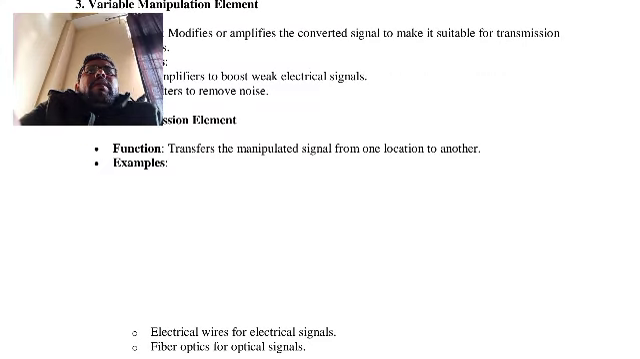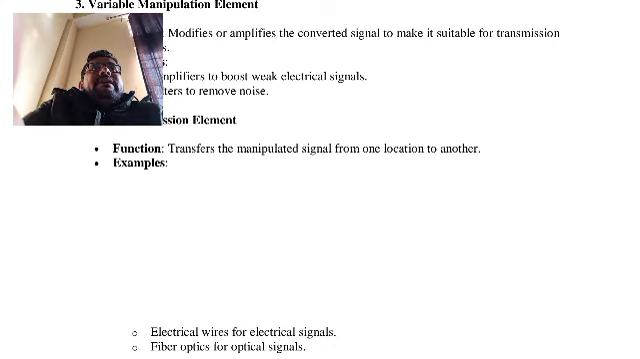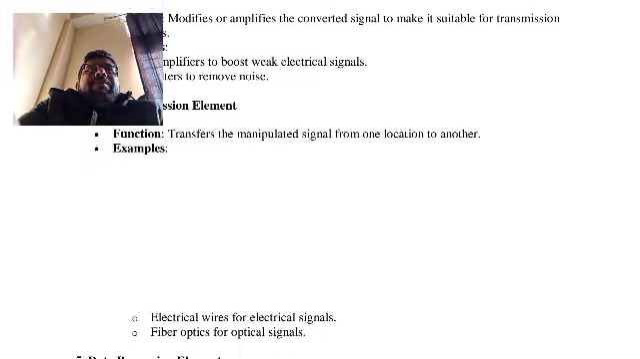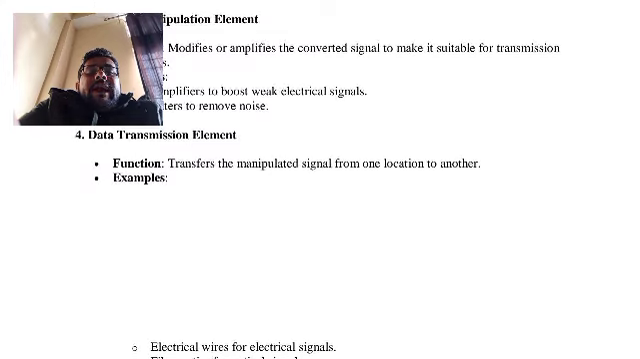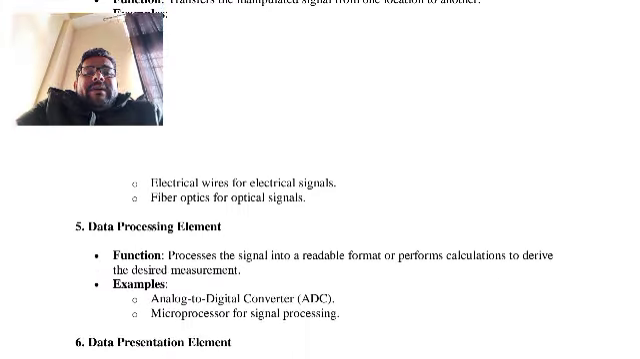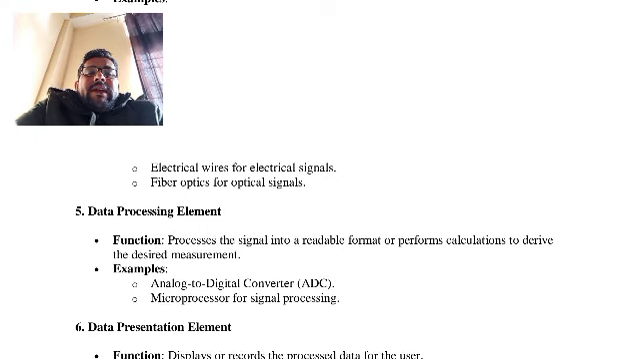Suppose a thermocouple is used as the primary element, sensing temperature in the field. That temperature reading is converted into voltage. We want to send that voltage to the control room. At that time we can use the data transmission element. Next we will discuss the data processing element.